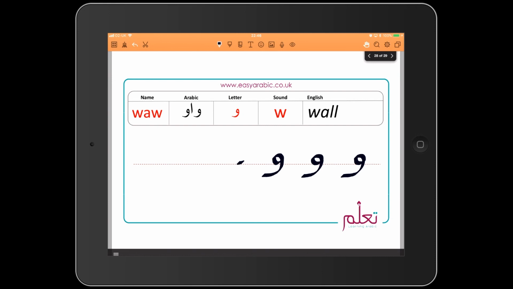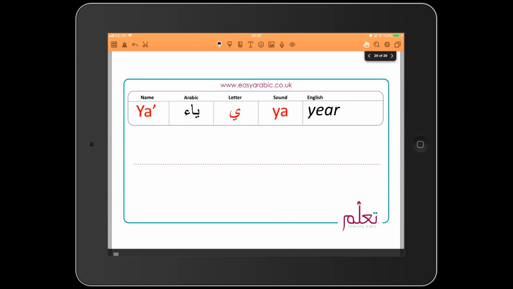Wow, and again 1, and wow. Yeah, so again wow. Eventually, like I said, you will be able to do the whole letter in one stroke. But if you're struggling, just do it in 2 sections. So you do the semicircle first, and then do the tail. Wow, as in wall.